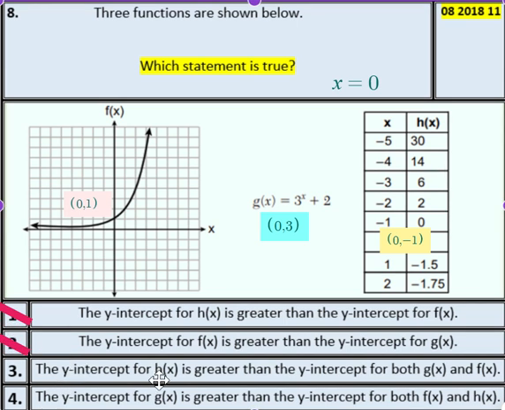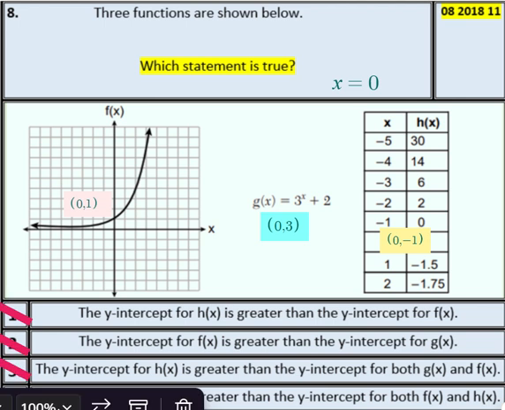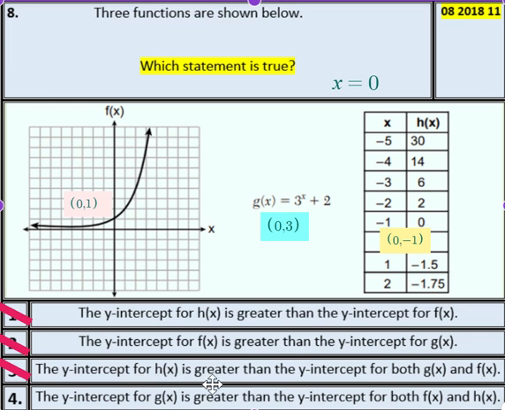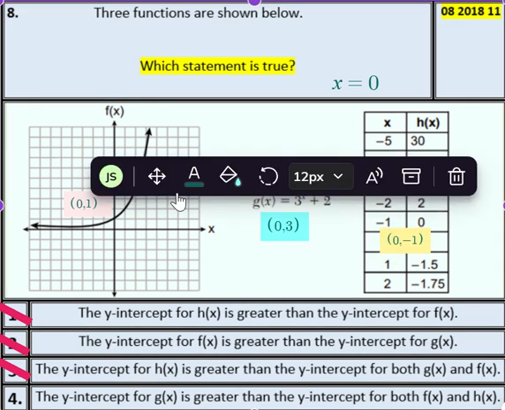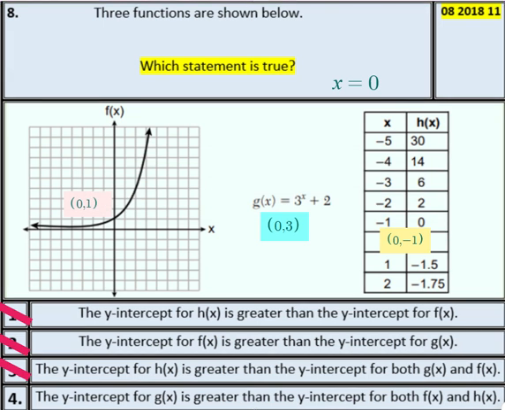Thirdly, the y-intercept for h of x is greater again. We know it's the smallest one. That one's dead wrong. So the fourth one, the y-intercept for g of x is greater than the other 2 because 3 is bigger than 1 or negative 1. And that's why choice number 4 is the answer to question number 8.